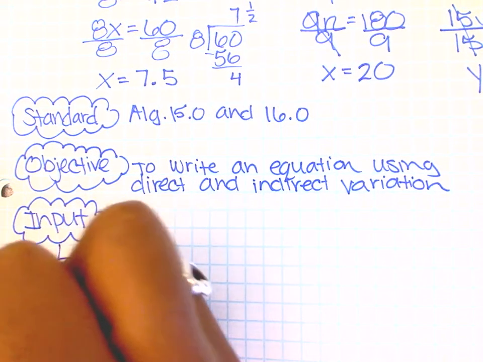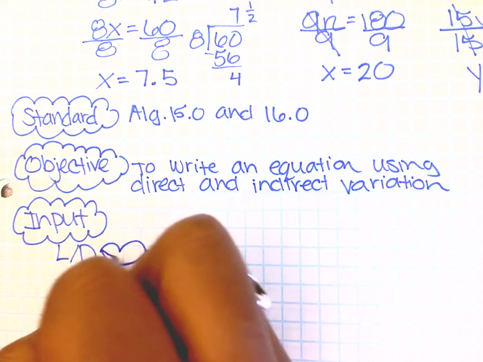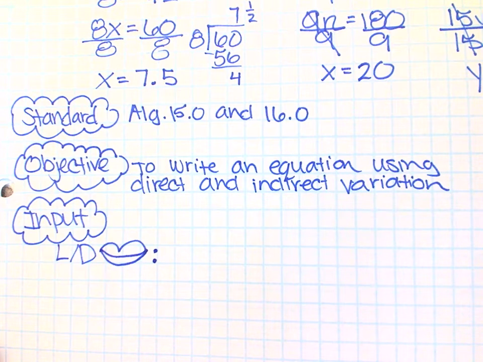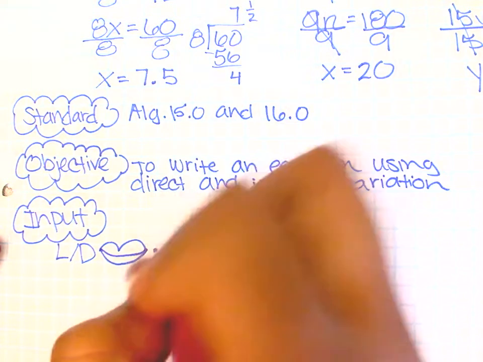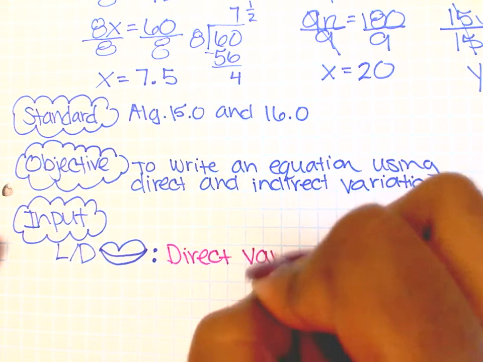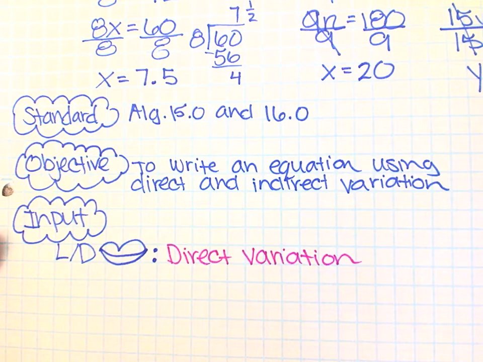Alright, so let's write our language of the discipline words. Go ahead and draw your icon. Alright. Your first word is direct variation. Direct variation.